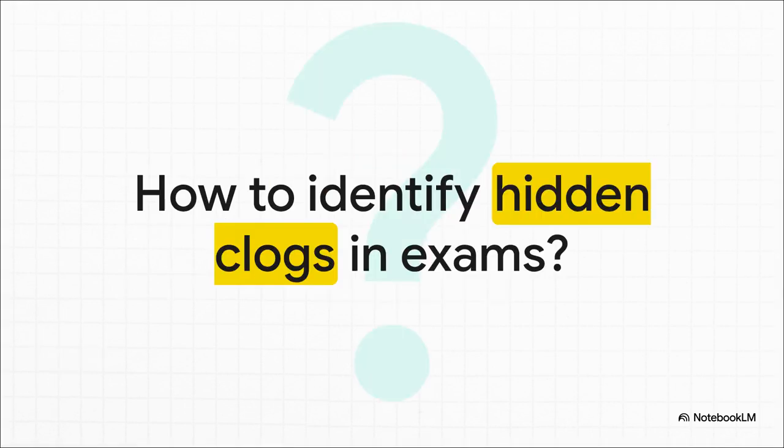Before we wrap up, I leave you with this final provocative academic challenge to really test your mettle. If a clog on redemption invalidates a contract, how will you identify hidden clogs in complex practical problem questions during your final exams? Think deeply about collateral advantages and penalty clauses disguised as standard commercial agreements.